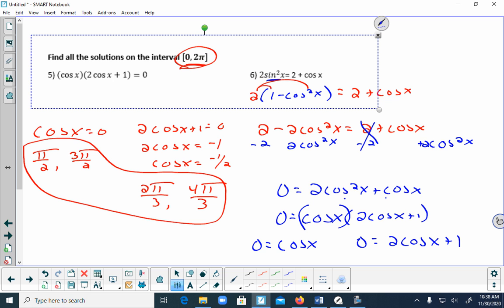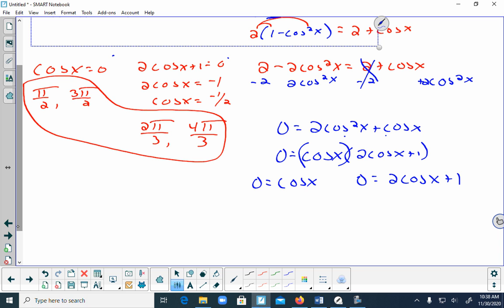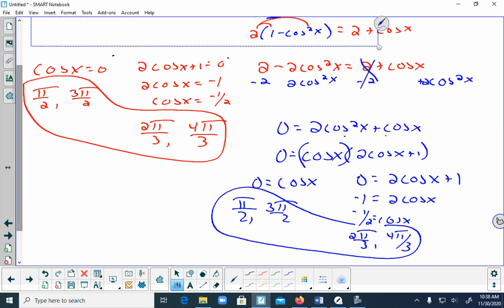And then I believe that's the same as this up here. Is it not? It is, but we'll go through it. Here, this will be pi over 2 and 3 pi over 2. Here, I'm going to subtract 1, divide by 2, and then this will be 2 pi over 3 and 4 pi over 3. And those are my solutions.